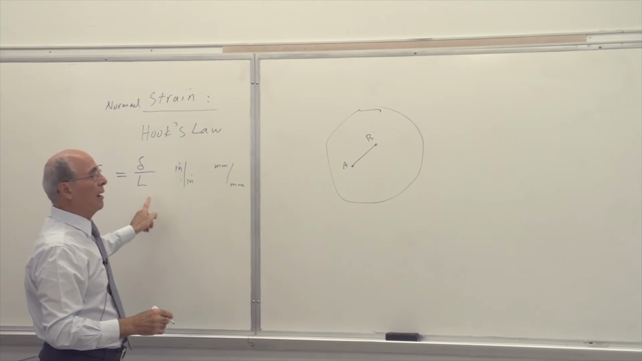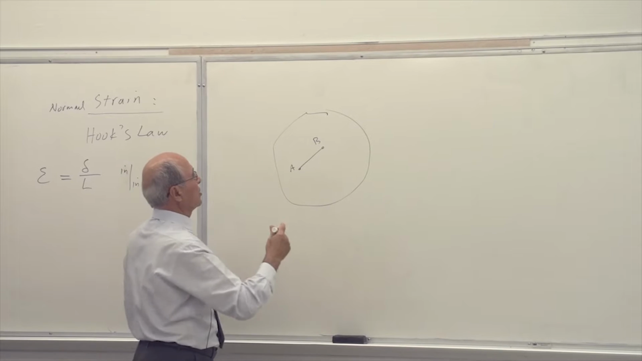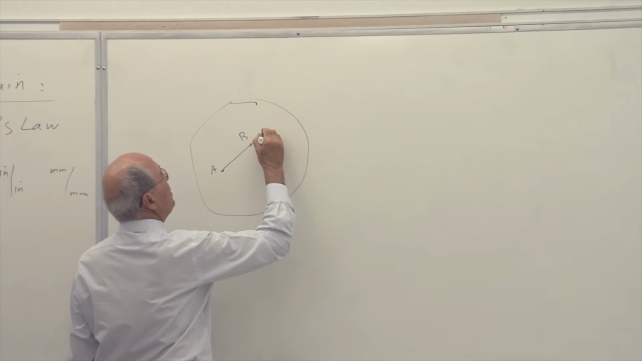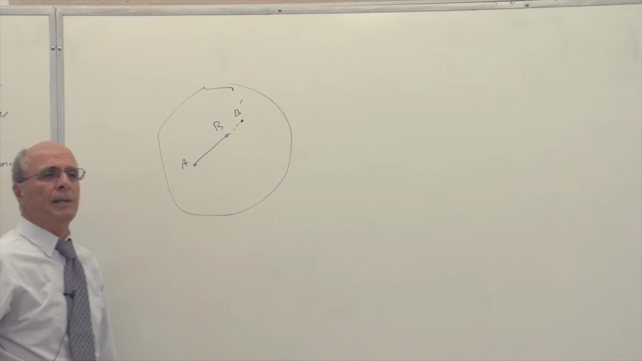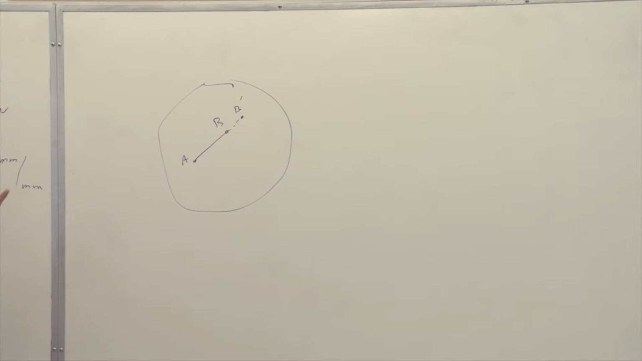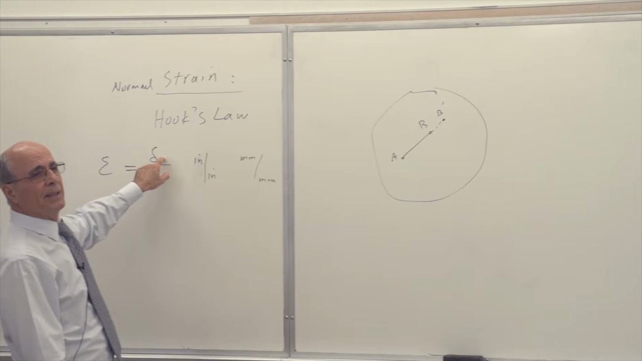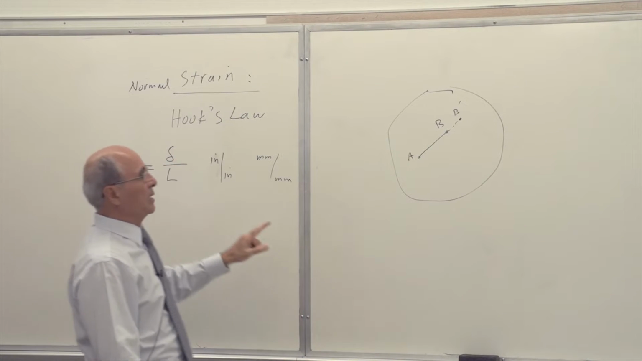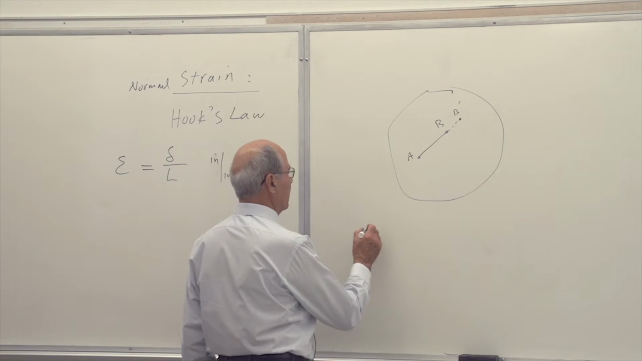Is that correct? After the formation, you loaded this structure. Probably point B goes to point B prime. So what does B prime indicate from this discussion we have? B prime, of course, is the delta. Everybody understand that? This is the general definition of epsilon.